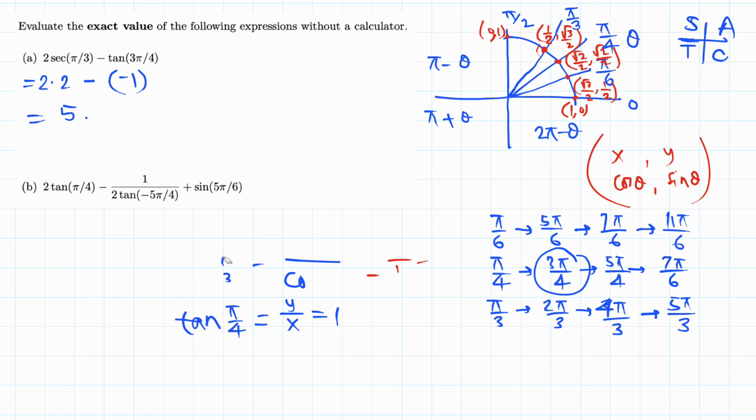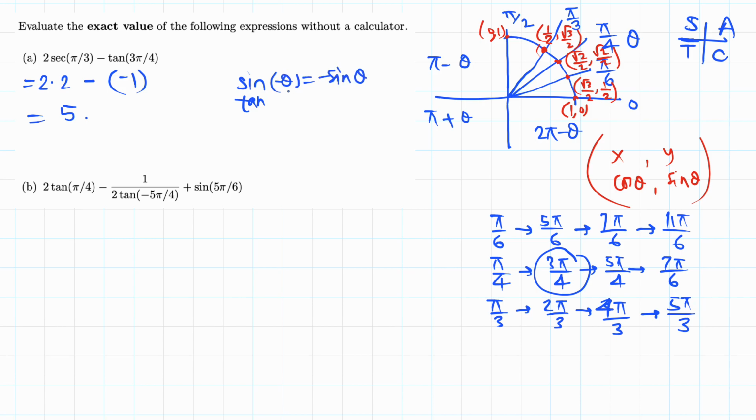Okay, now let's do part B. So here's the tangent of a negative angle. We know that sine and tangent are odd functions. Sine of negative theta is negative sine theta, and tangent of negative theta is negative tangent theta. But cosine is an even function. Cosine will just eat the negative sign, just cosine of the angle. So this negative will be pulled to the front here, and negative minus will be plus.